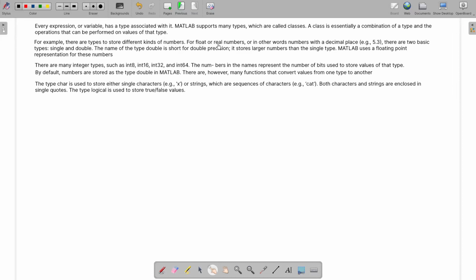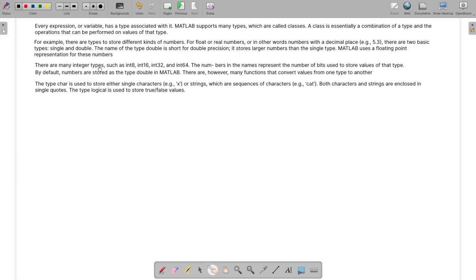For float or real numbers, in other words numbers with decimal places such as 5.3, there are 2 basic types, single and double. The name of the type double is shorthand for double precision. It stores larger numbers than the single type. MATLAB uses a floating point representation for these numbers.